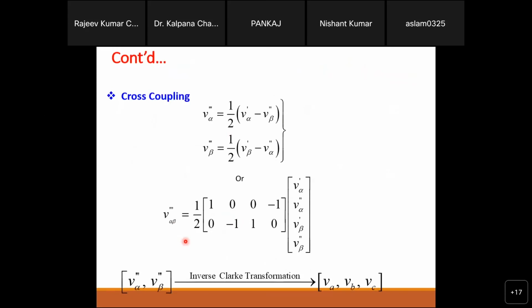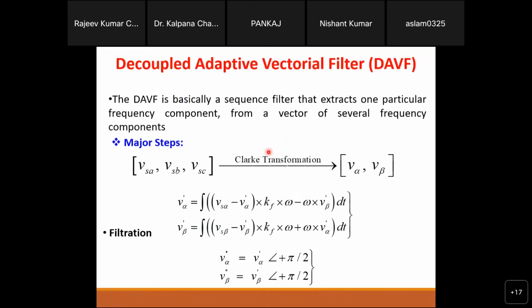Whatever V alpha dash and V beta dash we calculate, we go for the phase shifting. The phase shifting is decoupling, so that if you see any unbalance between the two phases, for example voltage unbalance, we are still going to generate a balanced grid current. So what we will do is the cross coupling, between alpha and beta, and alpha and alpha dash. What are alpha dash and beta dash, double dash? This is alpha double dash and this is beta double dash.